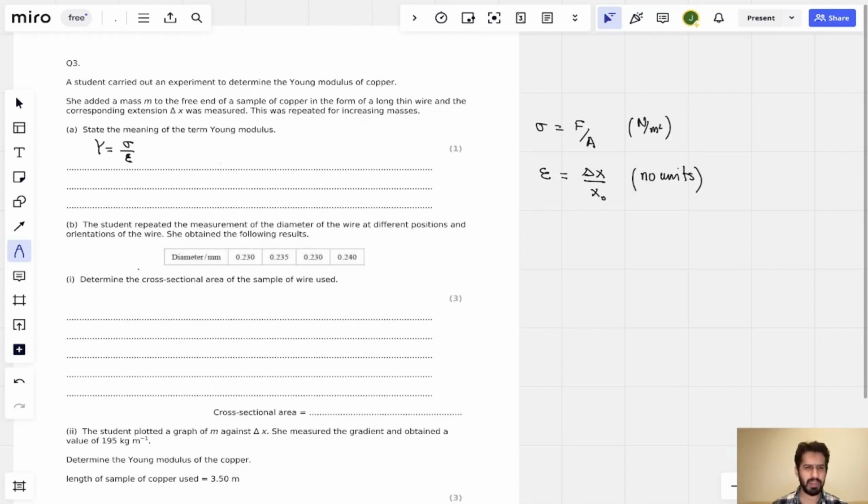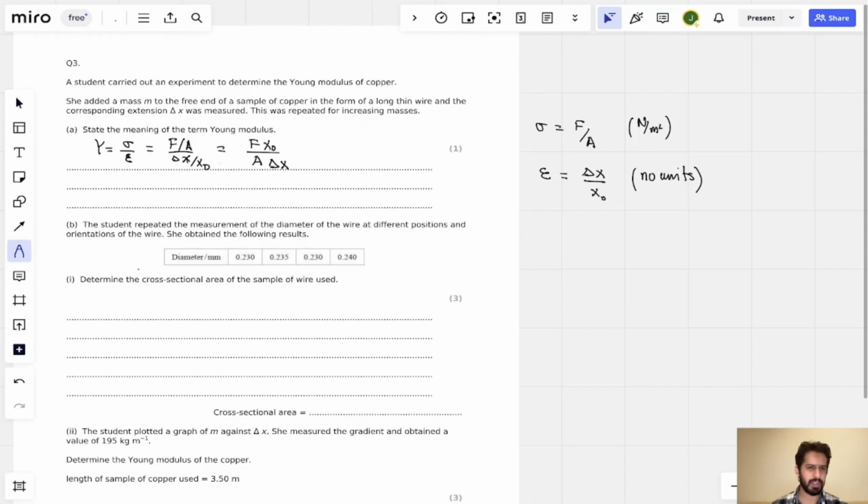If I substitute these in the equation for Young modulus, I will get force divided by area for sigma, divided by, for epsilon, change in length divided by the original length x naught. And if I simplify this division, I will get force times the original length x naught divided by area times the change in length delta x.